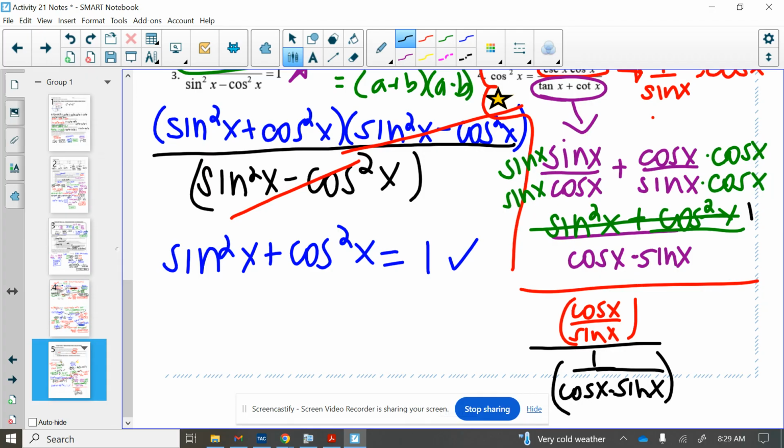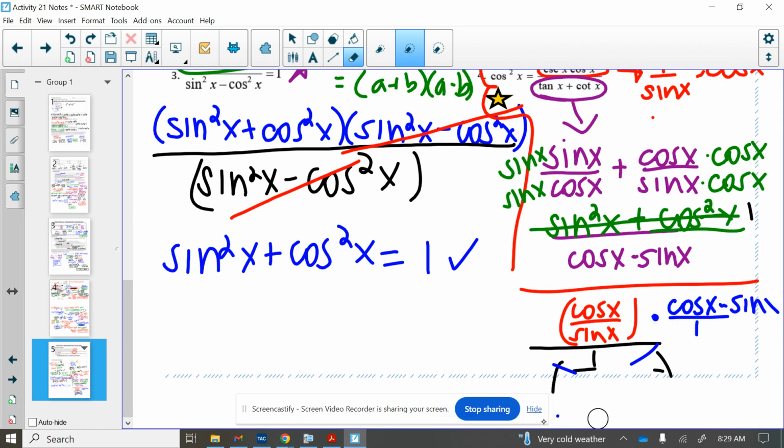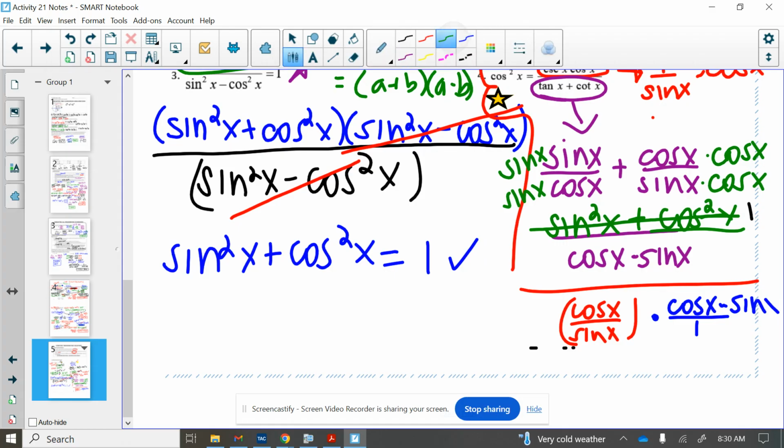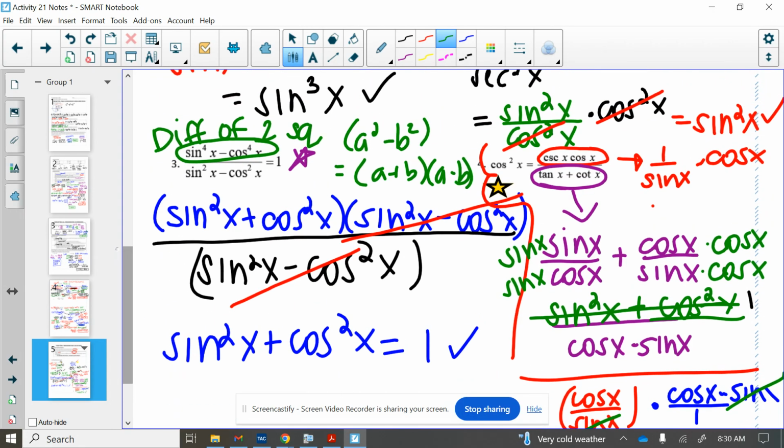Well, to get rid of this fraction within a fraction, we can multiply by the reciprocal. So instead of 1 over cosine times sine, it's now going to be cosine times sine over 1. And now we are able to get rid of that denominator piece because we multiplied by that reciprocal. Last step then is we can cancel the sine in the denominator with the sine in the numerator, and we end up with cosine times cosine, which is cosine squared, as our final answer, and we know that from over here, that's what this is supposed to be.